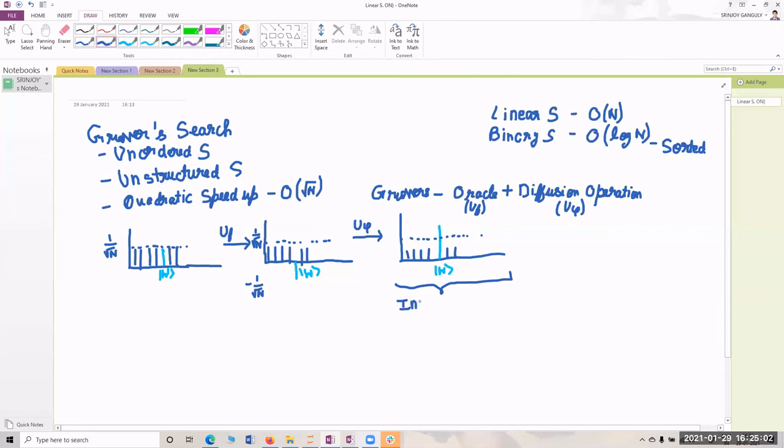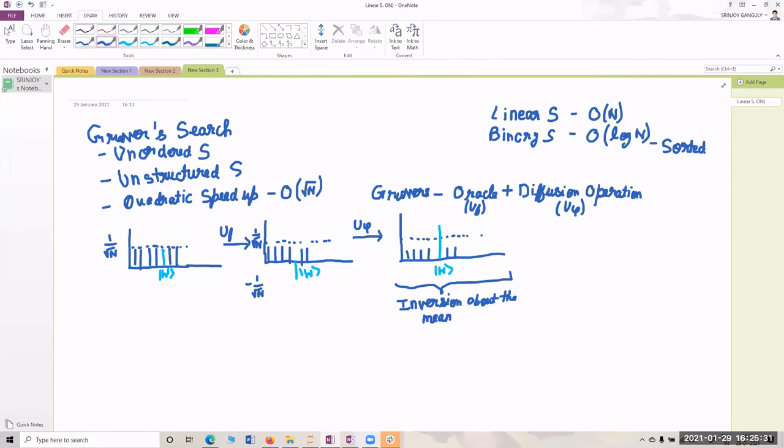This is known as inversion about the mean. Okay, this phenomenon is mathematically known as inversion about the mean. Okay, so this is essentially the Grover search.